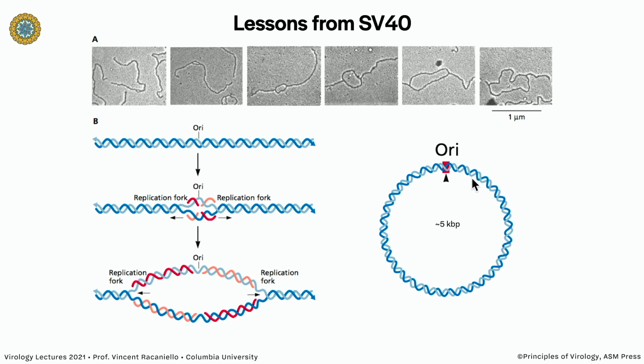So here's the viral genome, double-stranded circular DNA. You can make tons of virus. You can extract the DNA and put it in a test tube and do replication reactions. And what was learned is that, here we're looking at a linear version just for simplicity, DNA replication begins at the origin. You get a replication fork which goes in both directions.